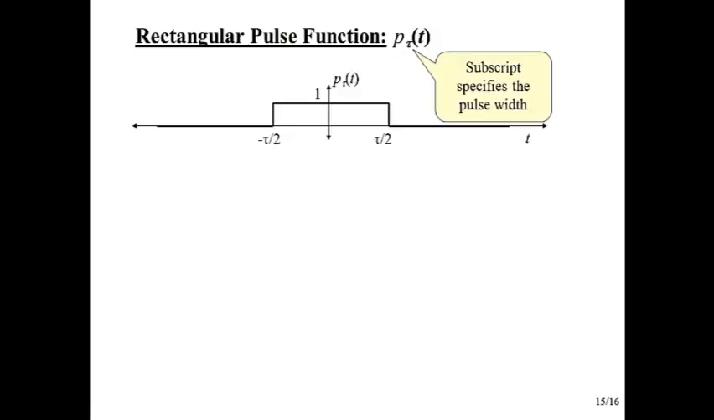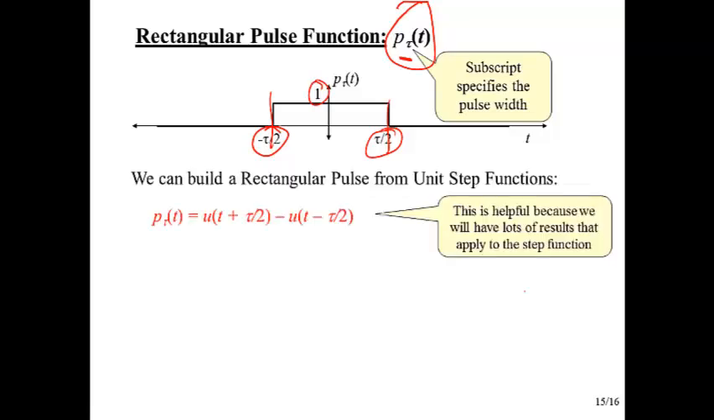Okay, moving on to another subtopic here. We define a rectangular pulse function. So we're going to reserve this notation for the idea of a rectangular pulse. The subscript tau tells us the pulse width, and by convention the width is tau, but we're going to say it starts at minus tau over 2 and goes to plus tau over 2 with a height of 1. So that's what we mean when we see that symbol.